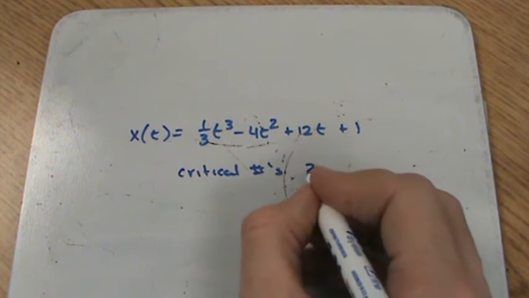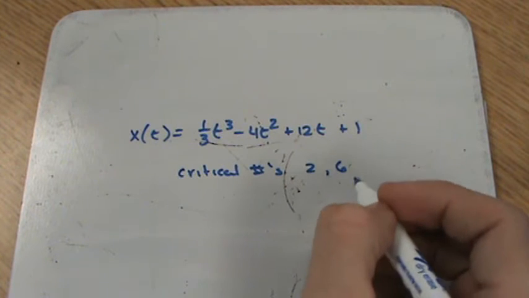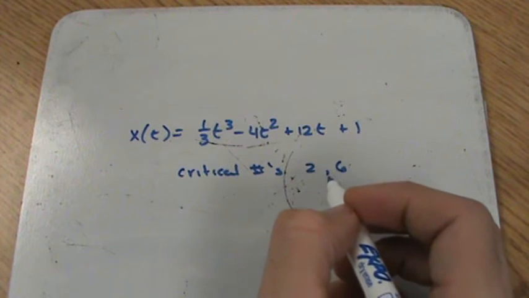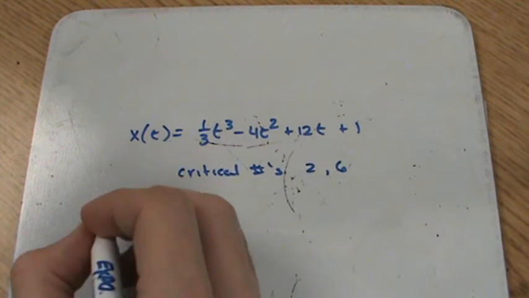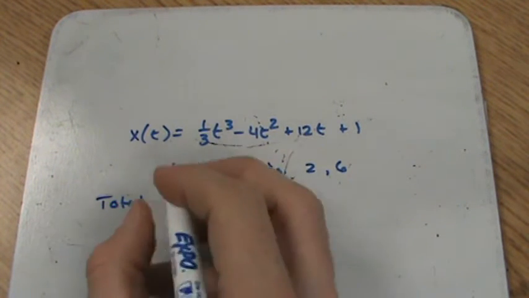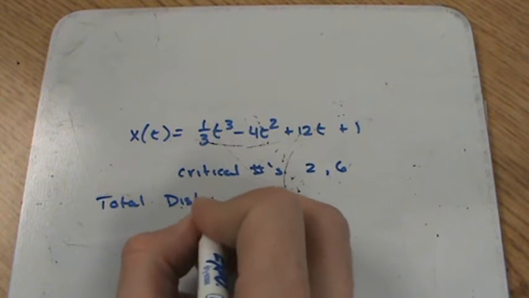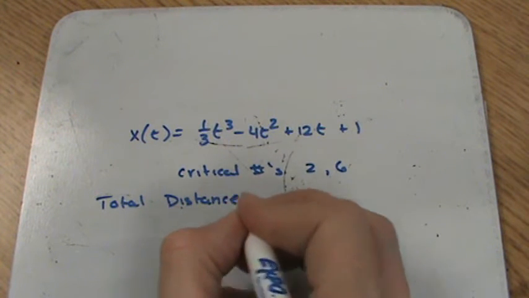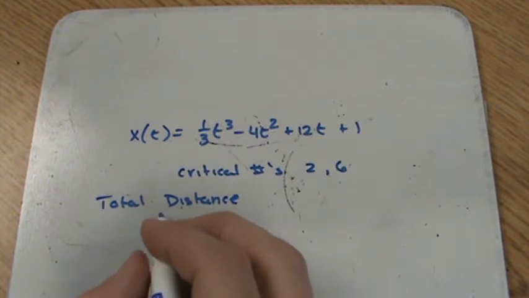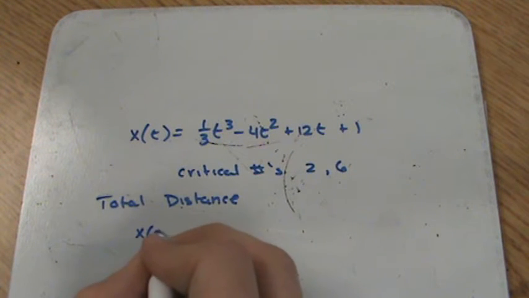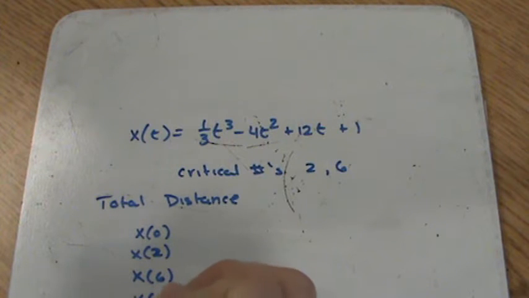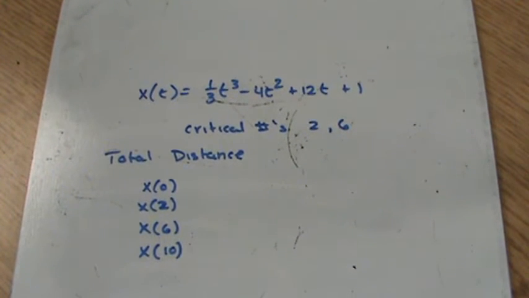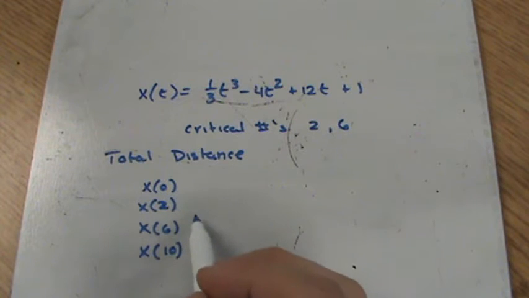All right, we're using 2 and 6. Like I said, those are the places where the velocity was 0, so that's where it stops and turns around. Well, what we need to find the total distance is how far did it travel during those times. So I need to figure out what value x of 0 is, what value x of 2 is, what value x of 6 is, and what value x of 10 is. And then once I find those values, I need to figure out the difference between them and add them all up.